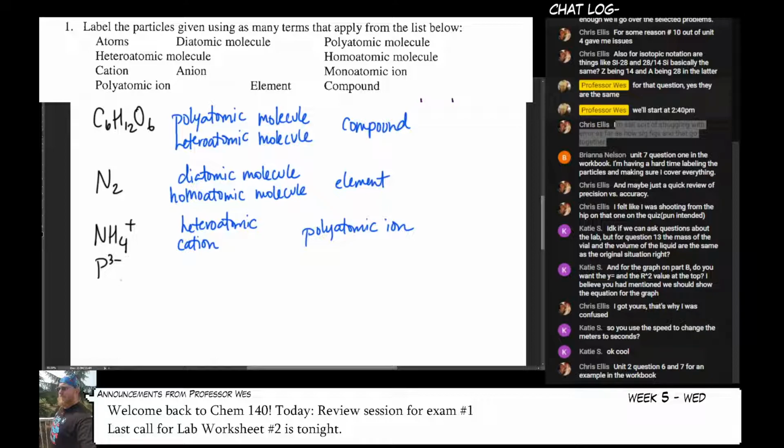And then this one, I would not call an atom either. I would call it a monoatomic ion and an anion. I don't think element is appropriate here because it's an ion. So that's where I would go personally with that.